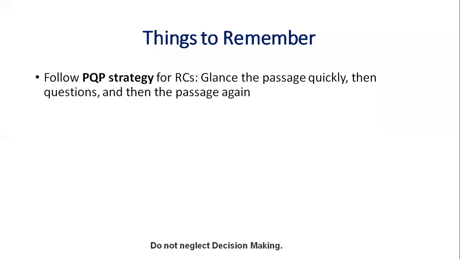What PQP basically means is, first of all, just have a glance at the passage, maybe 1 minute. Just glance at the whole passage. So it is basically reading between the lines. What do you do? Read the first 2-3 lines of the first paragraph, the last 2-3 lines, and so on. So you just glance at the passage first, then glance at the questions, and then go back to the passage again. That way you would already be familiar with what the passage is all about, and you'll also get an idea of what the question asks.